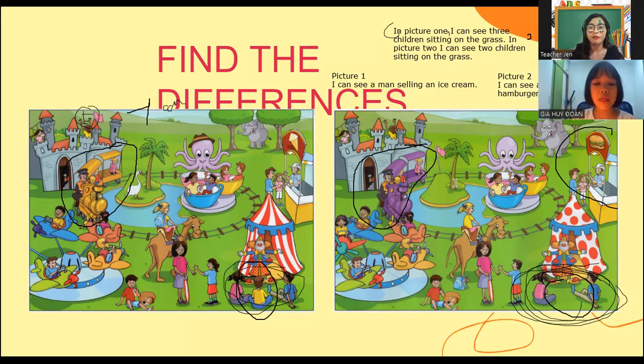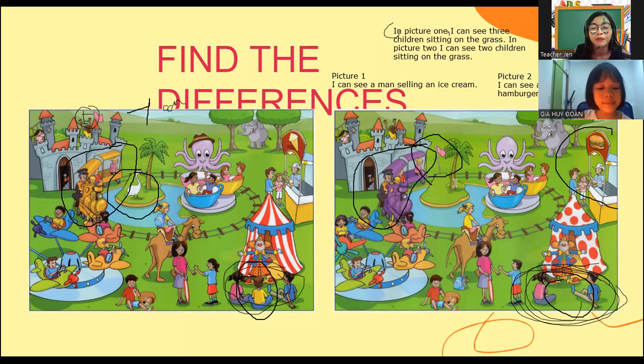In picture one, I can see a goose next to a coconut tree. Very good. In picture two, I can see a flag next to the coconut tree. Yes, very good. So in picture one, I can see a goose next to the coconut tree. In picture two, I can see a flag next to the coconut tree. Very good, Hannah. What else?